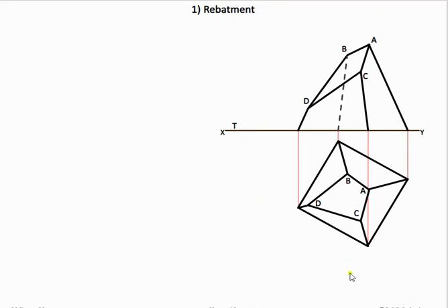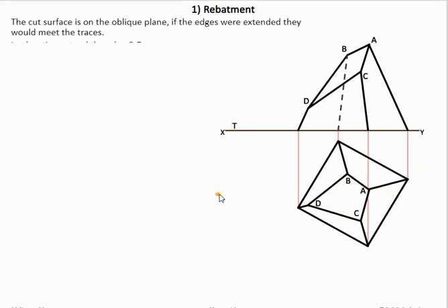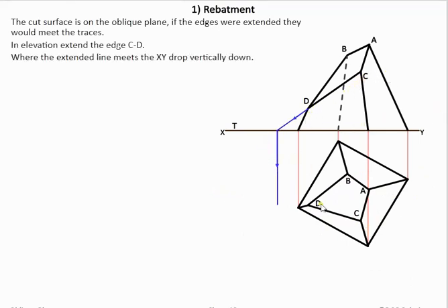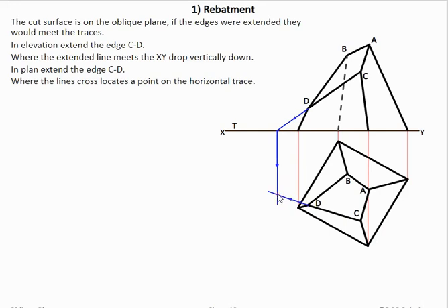Now in this question here we're going to look at a pyramid that has been cut, and we're going to look at how to get the traces and then look at the true shape of this surface ABCD. So what we're going to do first of all is establish where the traces are. So we're extending on the edge CD. So this edge is brought down to plan then, and it's extended in plan also. So this gives us a point on our horizontal trace.